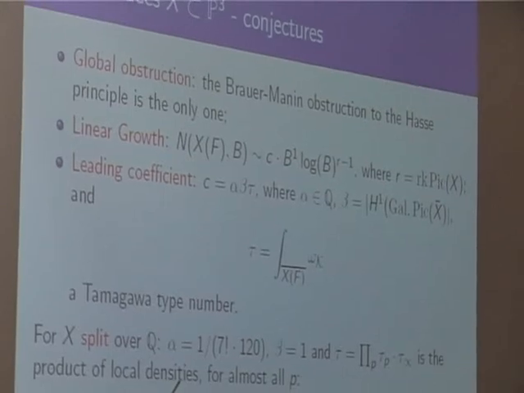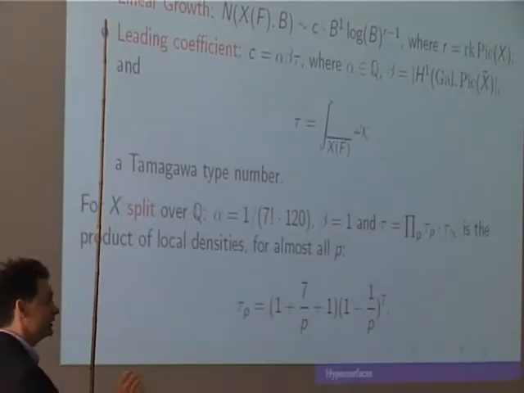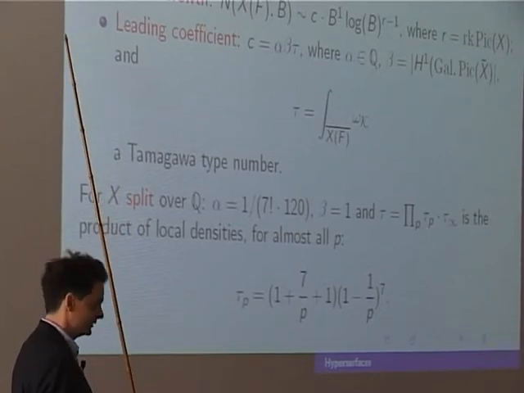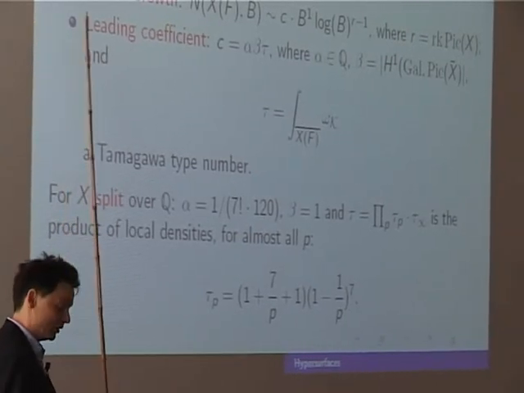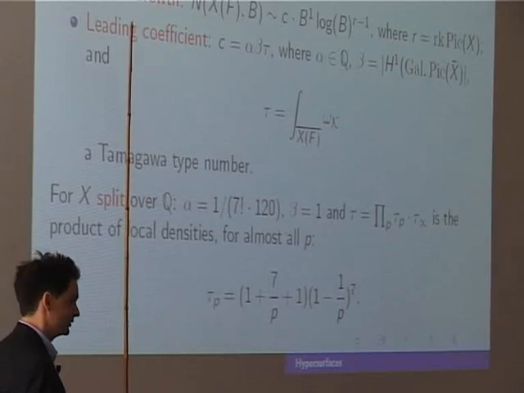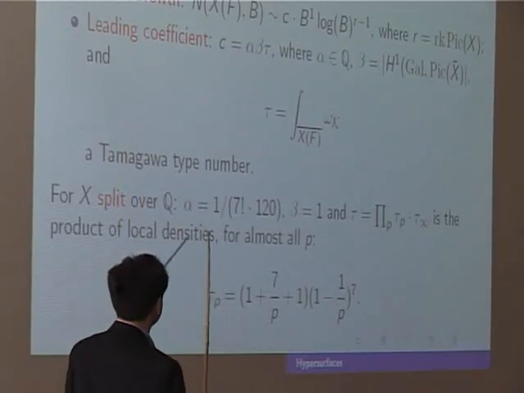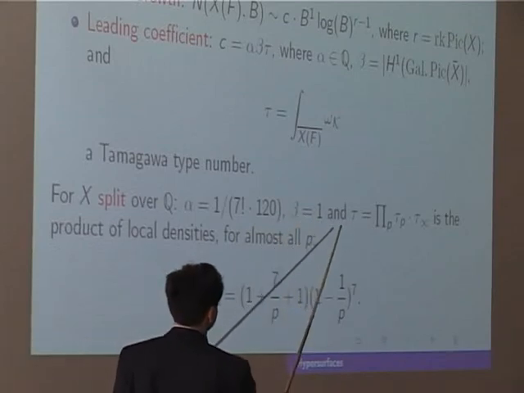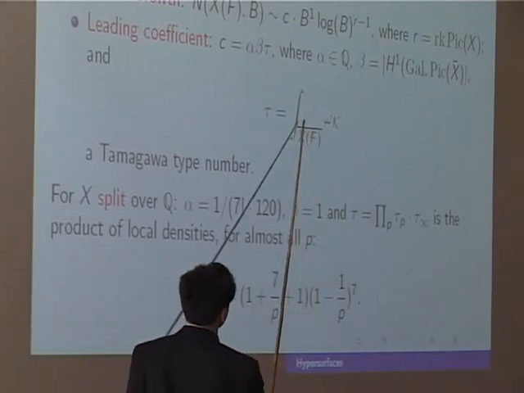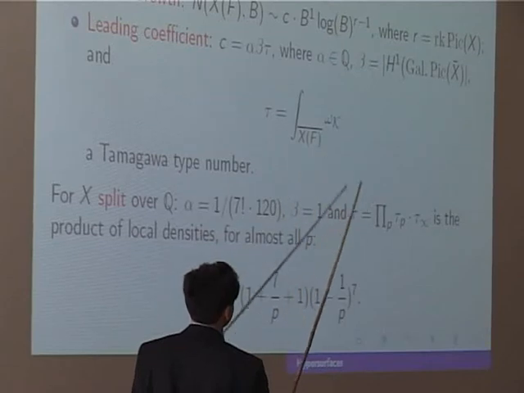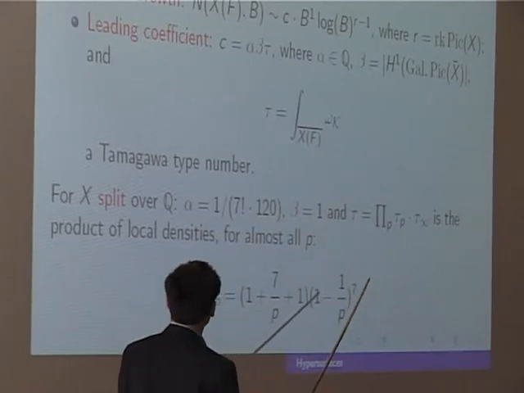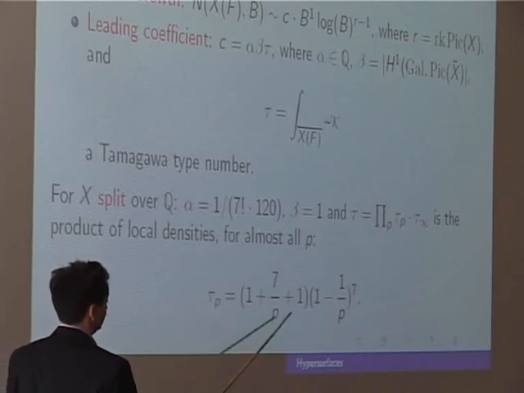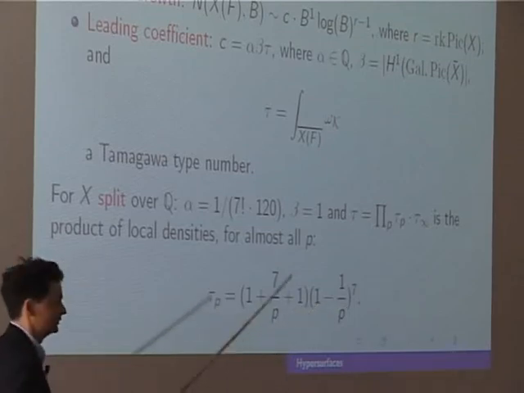And for a split cubic surface over Q, that is, all the 27 lines are defined over the ground field, or in the rational image, you take P2 and you blow up P2 in 6 Q-rational points in general position. So this is what you get. Alpha is this. Beta is just 1. And for tau, here you really integrate over the adelic points, and then you do get a product of local densities. And for almost all primes, you see this. So that's your local factor.